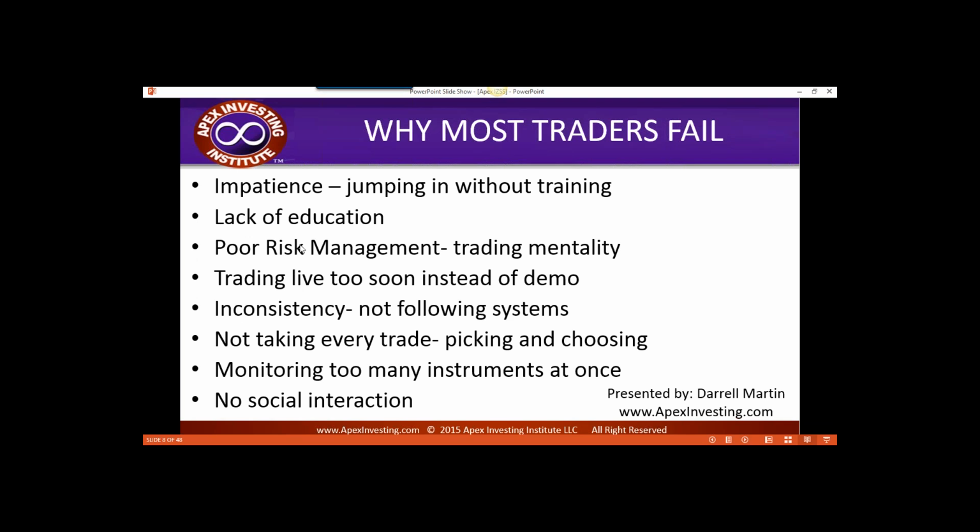They jump in too fast, lack education, and definitely have poor risk management. They have a bad trading mentality. They risk too much. They don't follow the rules. Like I said, trading live too soon without learning in demo, being desperate to take a bunch of trades, monitoring too many instruments, and being on their own, with no social interaction.